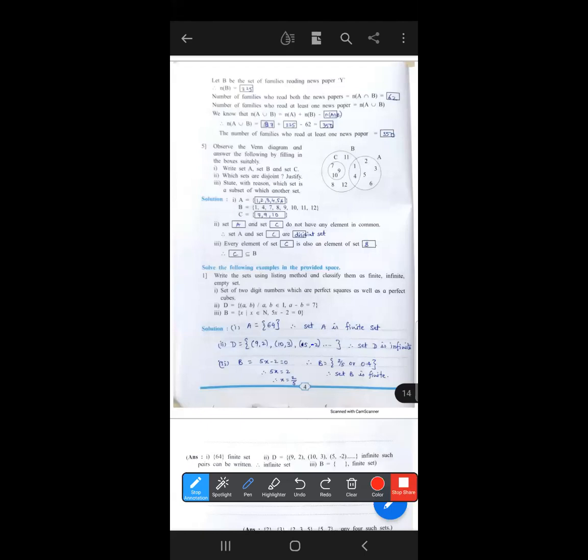Now the third sub question. B is equal to x such that x belongs to N. Capital N means what? Natural numbers. And 5x minus 2 is equal to 0. Now here you can see this particular condition is given. Apart from the condition, I would say an equation is given because the equal to sign is there. So first of all, you need to solve this equation and find out the value of x.